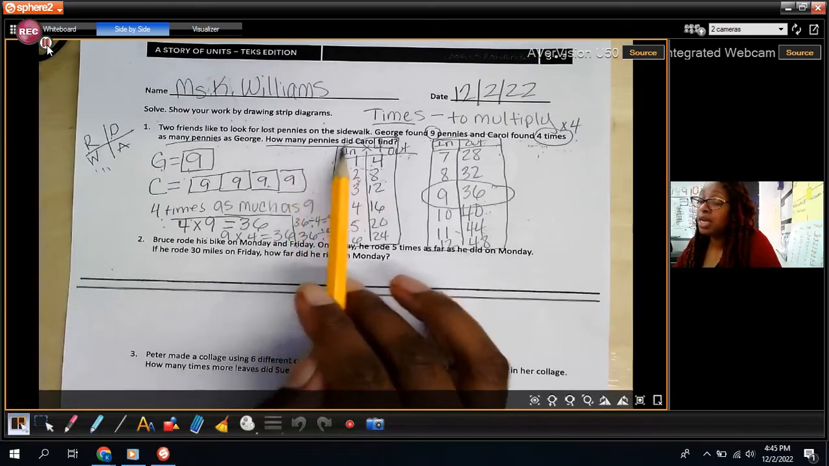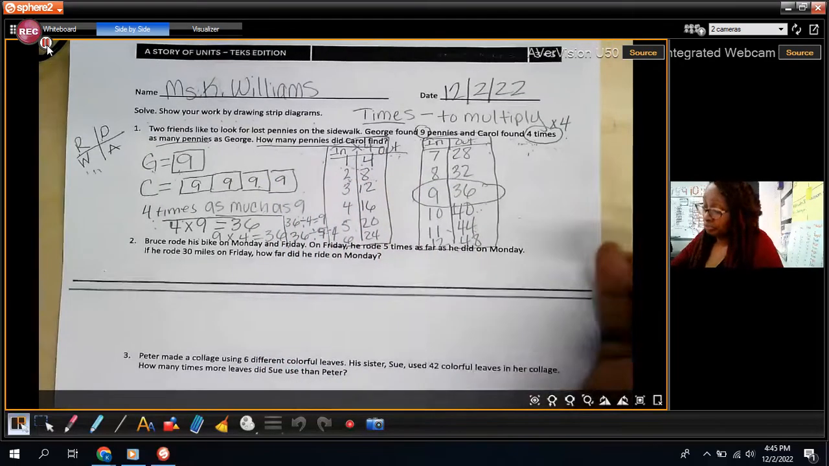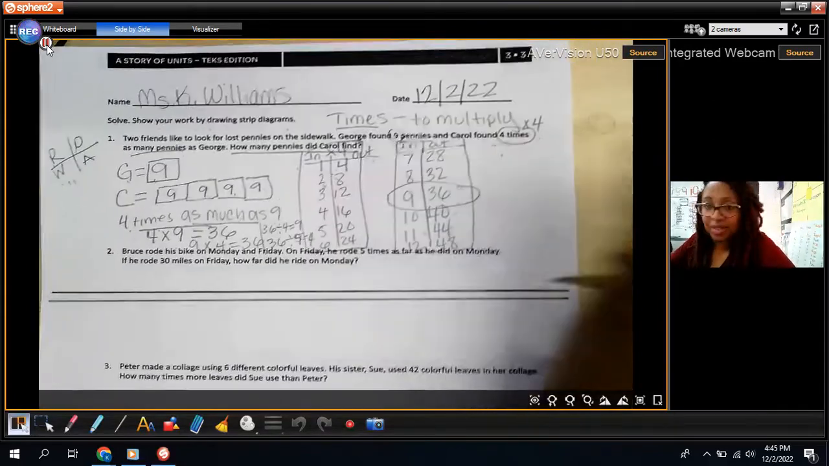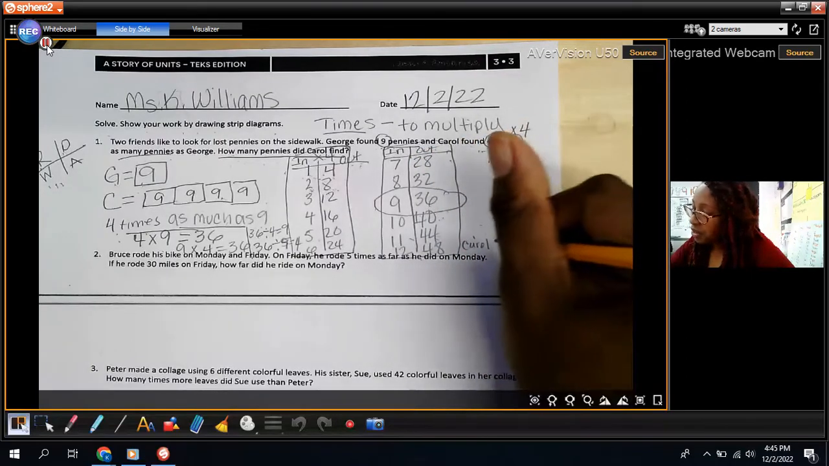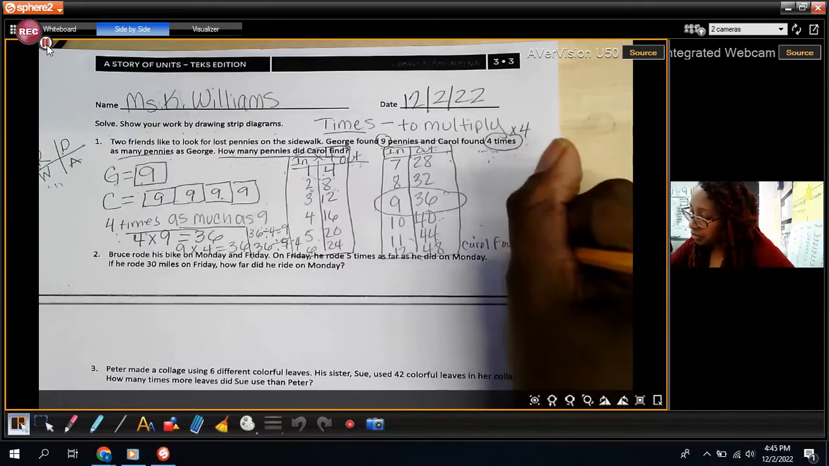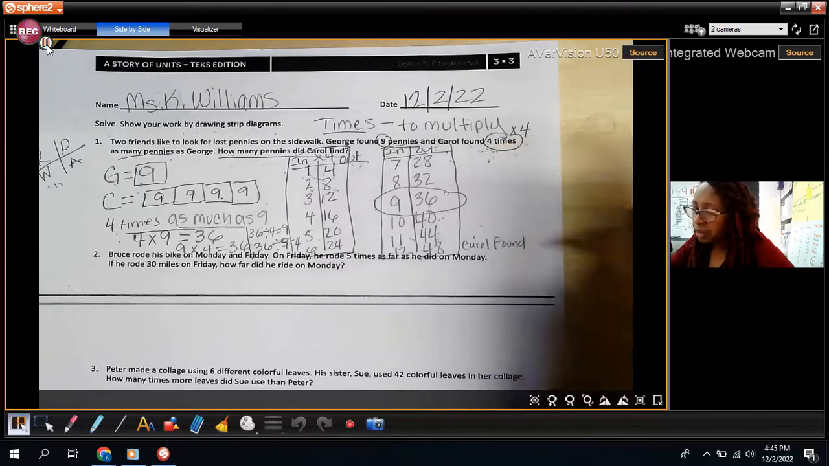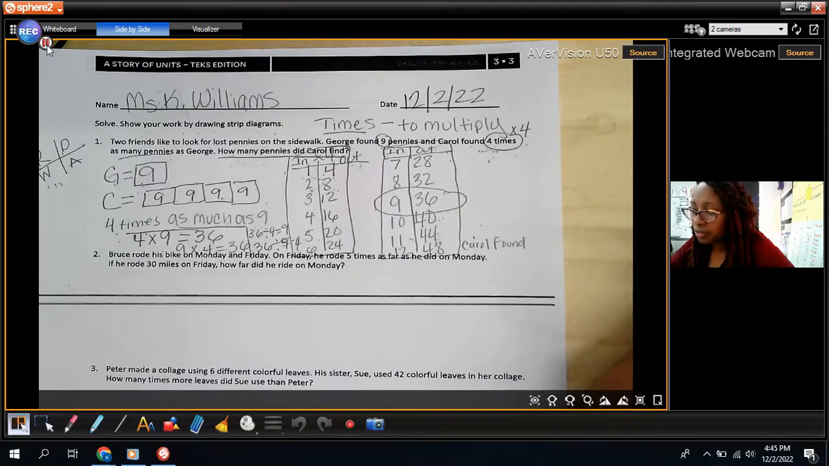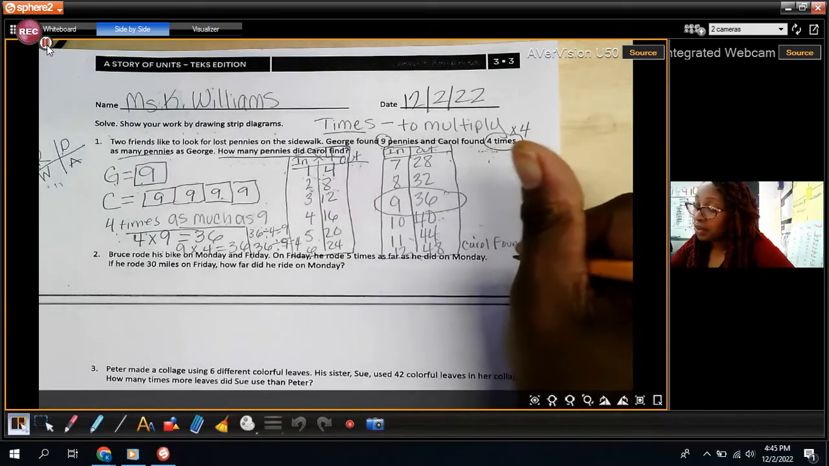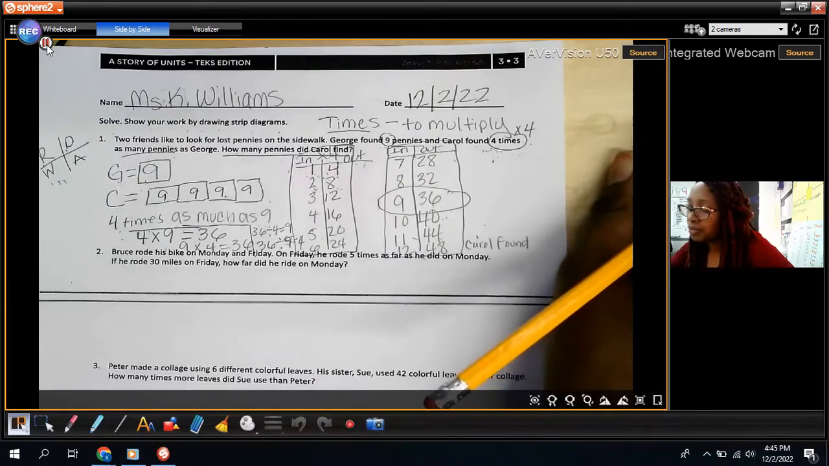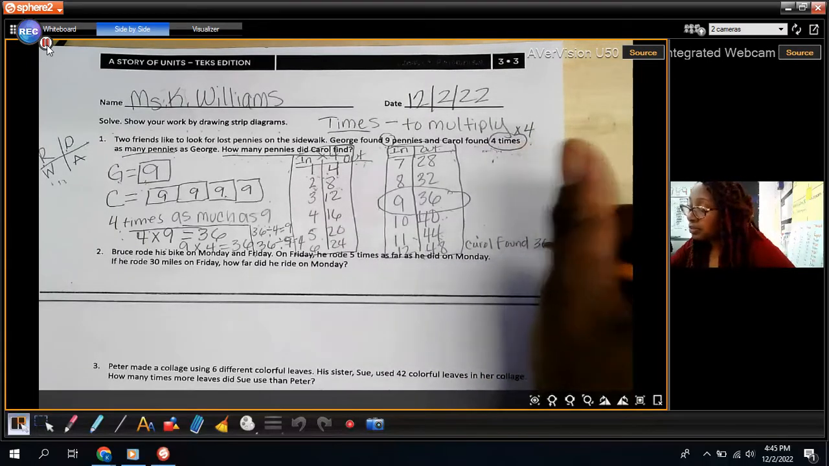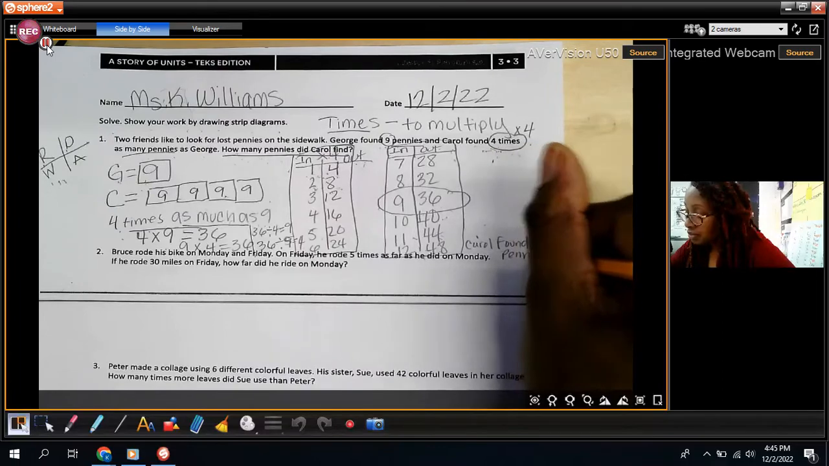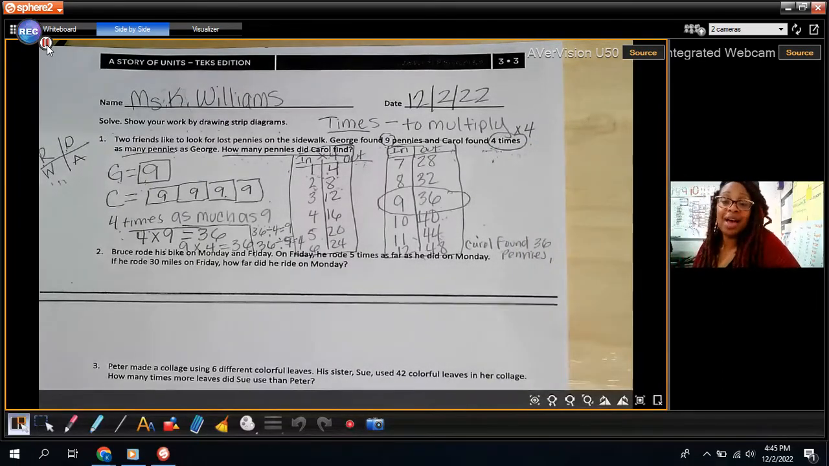So how many pennies did Carolyn find? That's right. Oh, I don't have space for it. All right. Carolyn found. How many did she find? Here we go. Oh, I'm sorry. All right, so Carolyn found, no wait, something's not right. Yeah, sorry. Carolyn found 36 pennies. All right, and that's what we have.